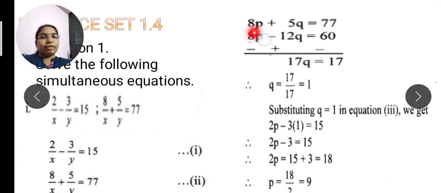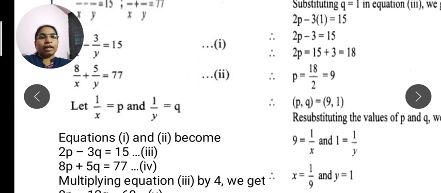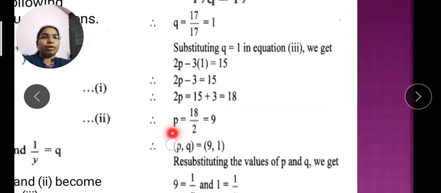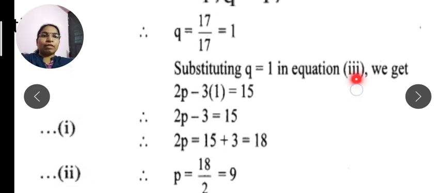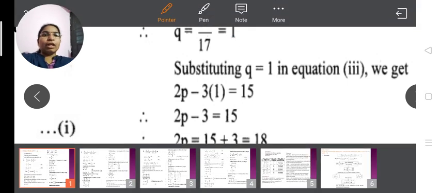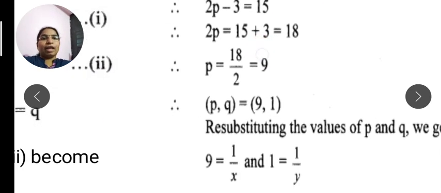Substitute in any one equation. Which equation do you have to use? Any one: 1, 2 or 3, 4. From any of these equations you can substitute. So I use equation third here. After substituting the value of q is equal to 1, you will get the value of p, and then p is equal to 9, q is equal to 1.